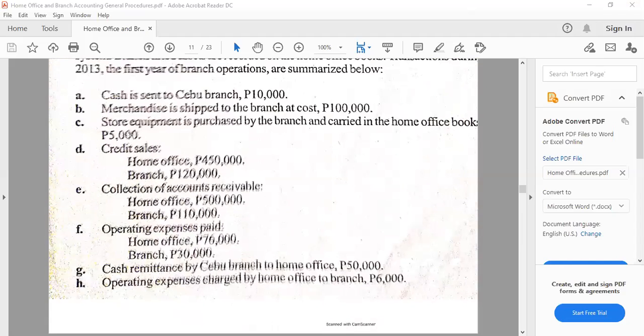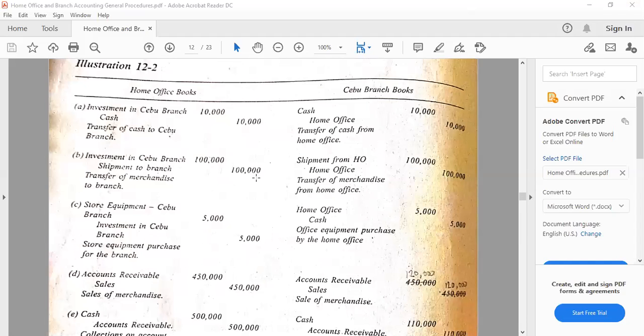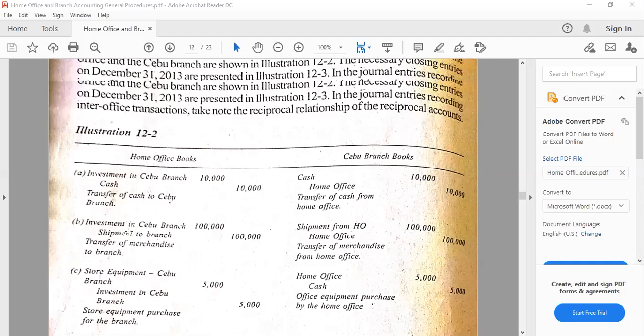Well, this is because this is clearly stating that the store equipment is purchased by the branch. So the branch paid for that. And that's why it's here: debit home office, credit cash 5,000. And then home office books: store equipment, Cebu branch 5,000, and credit investment in Cebu branch 5,000 pesos.